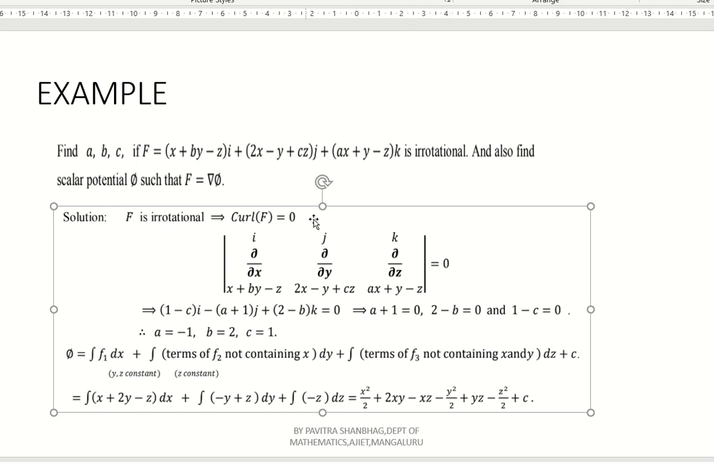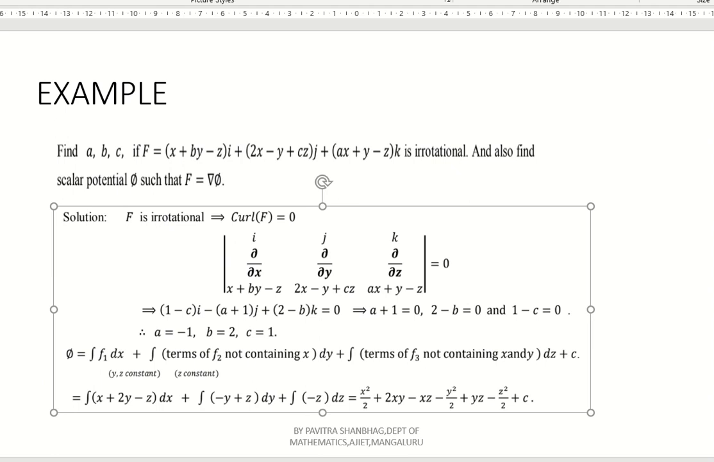So what will you get here? Not containing x and y means we have to skip this, so the last term is minus z dz. So integrate this: x square by 2 plus 2xy minus zx. With respect to y, minus y square by 2 plus zy. Here minus z square by 2 plus c. So this is the final answer for the given function. So we have obtained the scalar potential in this form.